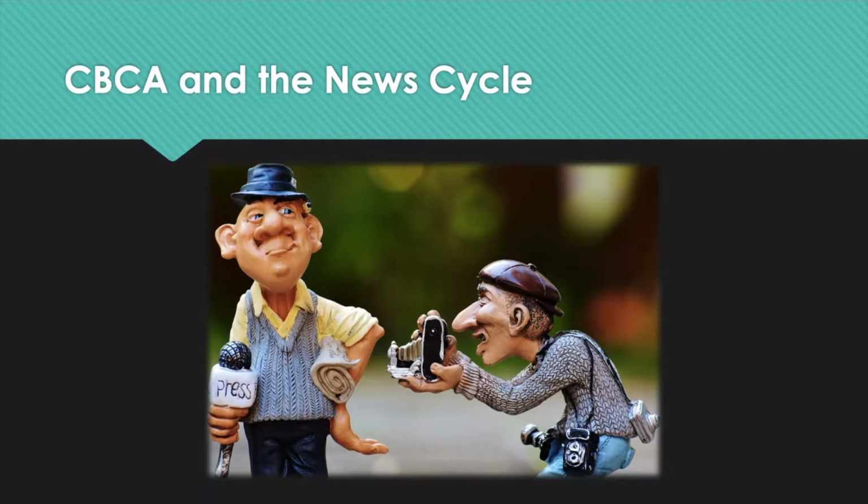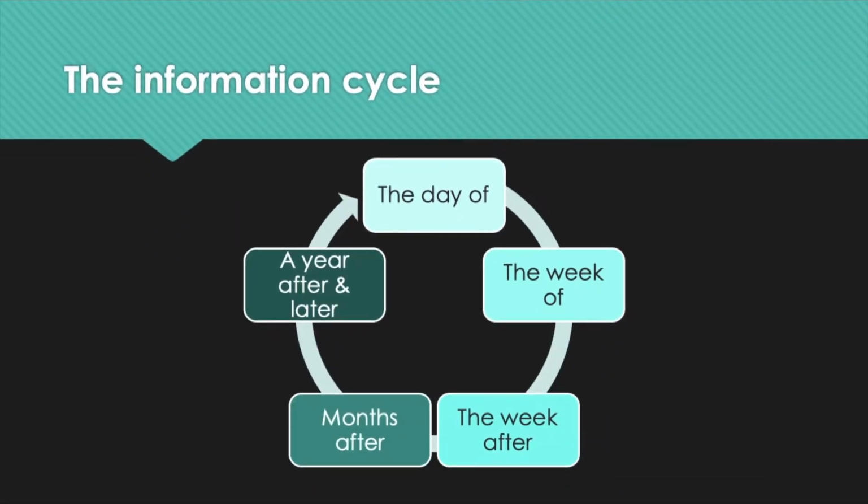Before we head into the database, I want to touch briefly on the information cycle. Because of the broad range of sources, the CBCA covers events from the day that they happen right to the 1 to 2 year point. In doing searches with this database, I've noticed that the sweet spot falls mainly within the 1 week to 6 month time frame of the news cycle.